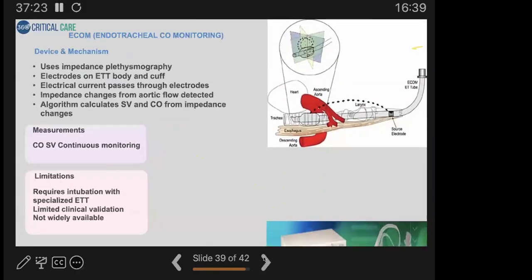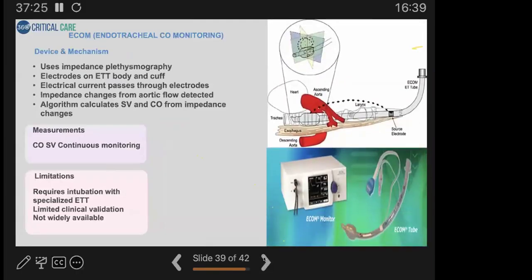Then comes another device called ECOM, that is endotracheal cardiac output monitoring. Basically, in the endotracheal tube body as well as in the cuff, there are some electrodes which sense the impedance changes in the aortic blood flow. And using an algorithm, they calculate the stroke volume and the cardiac output. The main limitations are that we need the specialized ECOM ET tube with electrodes, and the patient mandatorily requires intubation.